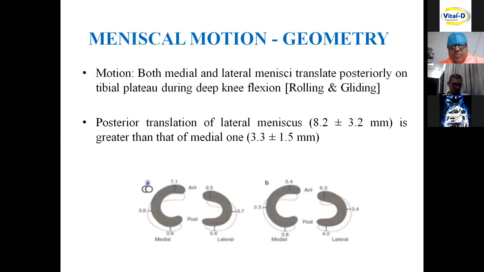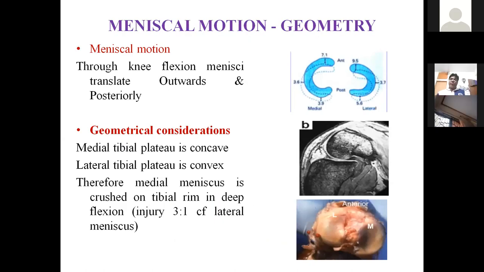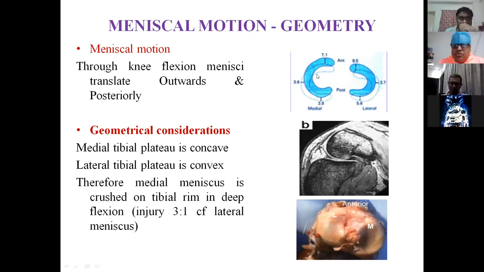During rotation, you can see the meniscus draws posteriorly. This is the initial position. During rotation, it draws posteriorly. So it has a special motion and helps in posterior translation of the lateral meniscus. It helps with rolling and gliding motion. That means in flexion, the meniscus rolls posteriorly and helps in more flexion. You can see another picture. This is the initial picture, and when the knee flexes, it goes behind and helps in flexion. Because it goes posteriorly in flexion, it helps to reduce the pressure that could build up during flexion.